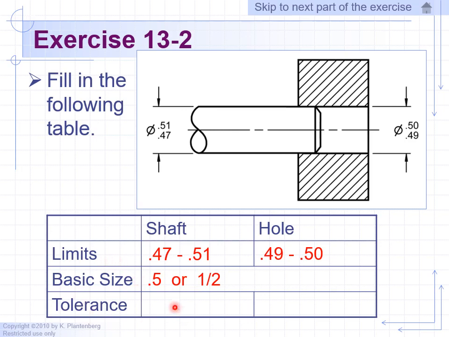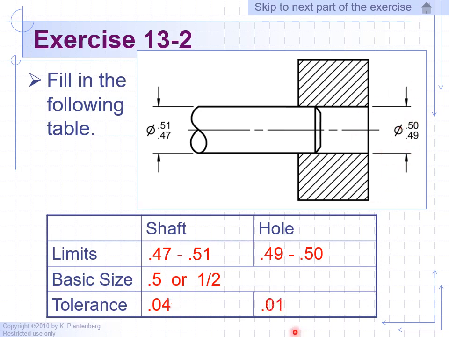Okay, now the tolerance. That's the wiggle room. For the shaft, the wiggle room you are giving the machine shop, we are aiming for a 0.50 diameter, and the wiggle room that we're giving them is 0.04. What we have to do is subtract 0.47 from 0.51, and our tolerance is 0.04. So the basic size we're aiming for is half inch diameter, and we're giving the machine shop a wiggle room of 0.04: 0.01 in one direction, 0.03 in the opposite direction, for a total of 0.04.